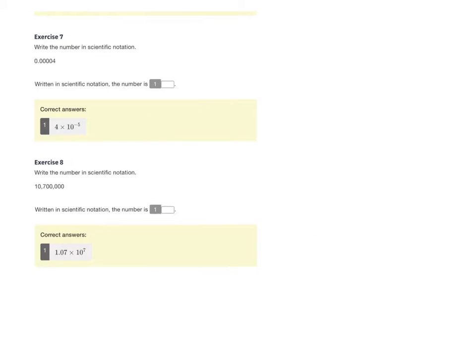Question number 7. Write the number in scientific notation. 0.0000. I think there's 4 zeros. 4. And to write this in scientific notation, I need to put the decimal point so that the value is between 1 and 10. So if it was here, it would be 0.4. Here it is 4. So I'm going to have 4 times 10 to the 1, 2, 3, 4, 5. And is this a small number or a large number? 0.0004 is a very small number, so it's going to be negative.